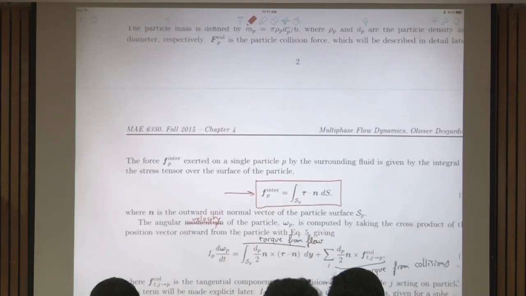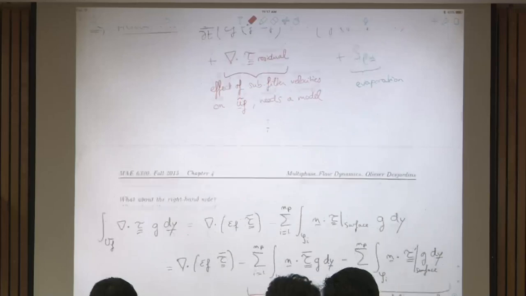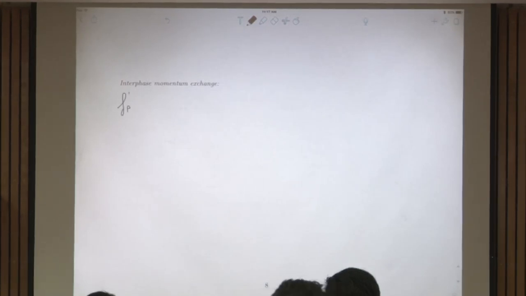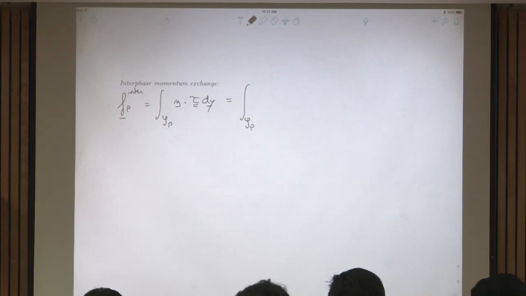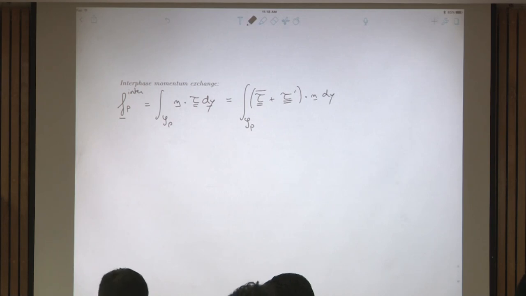Well, let's look at what this is in our framework. So F sub P enter is the integral over SP of n dot tau dy. Okay? I'm going to do the same trick as before. I'm going to say that I can split that into two contributions. Also this is symmetric, so I'll flip that around. It's going to be my tau filtered plus my tau prime dot n dy. So I'm going to have my resolved stress and my filtered stress, so my filtered stress and my sub-filtered stress.